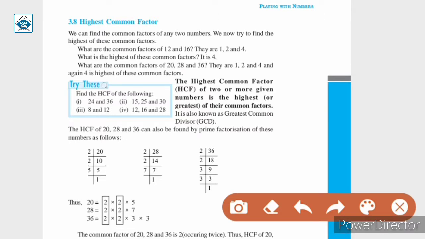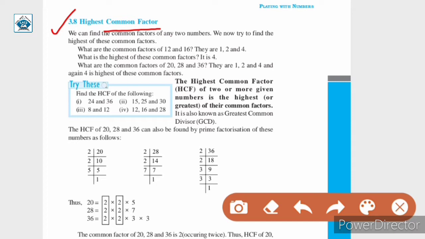Hello students, let us continue chapter 3, Playing with Numbers. The next topic we are going to discuss is highest common factor. In highest common factor we have the word common factor, which we are already familiar with. We know how to find common factors of given numbers. Now from those we have to find the highest number, then we will get the highest common factor of the given numbers.